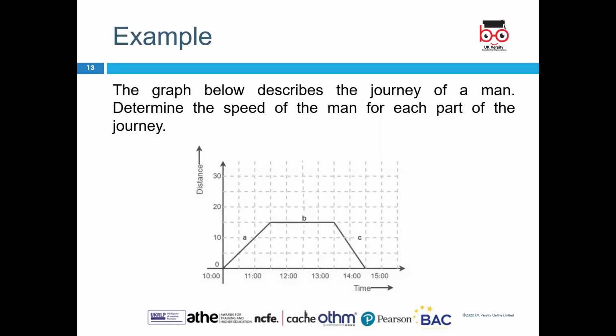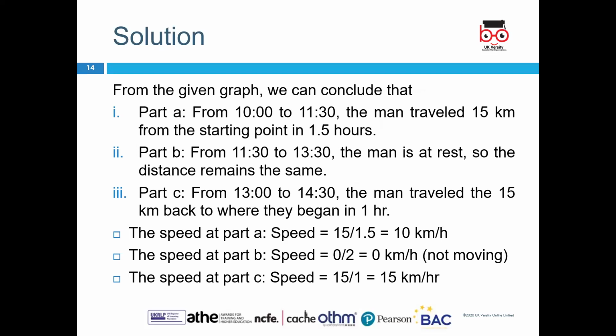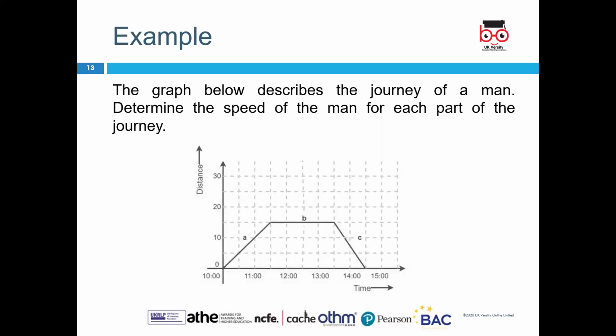Okay, it is kilometers. So 0 to 15 kilometers, it covers from 10 to 11:30. That means 1.5 hours. So from 10 to 11:30, the man traveled 15 kilometers from the starting point in 1.5 hours. So in this case, the speed is equal to distance by time. So total distance traveled is 15 kilometers.